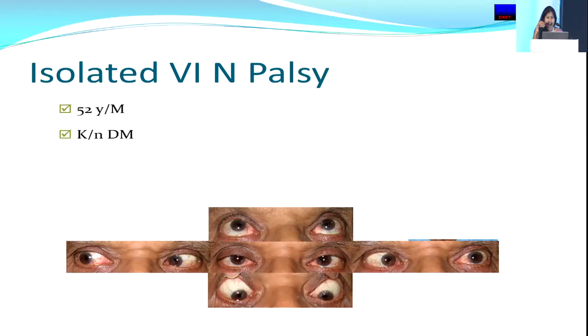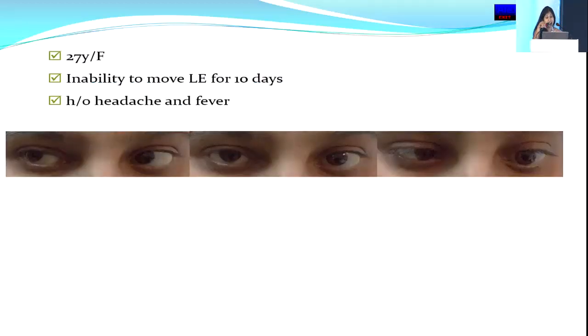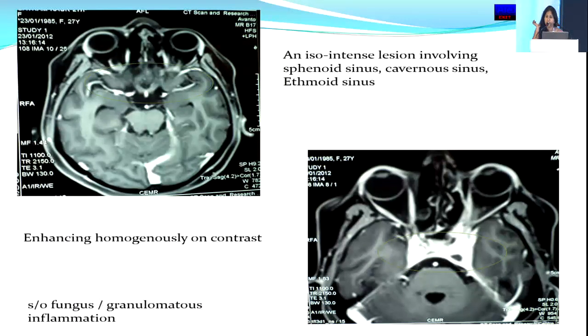So this is a case where there was a risk factor of diabetes and the patient had isolated sixth nerve palsy. Very simple case to diagnose, no problem there, and will have a good recovery. We all know that. This is another, very interesting case, as it can be a manifestation of something very sinister. A 27-year-old female presented with just an inability to move the left eye outwards for 10 days, with a history of headache and fever. On neuroimaging, this is what we get: an extensive inflammation involving all the sinuses of the brain. So sixth nerve palsy, one should never take it lightly, because it may be a manifestation of something very serious in the brain.